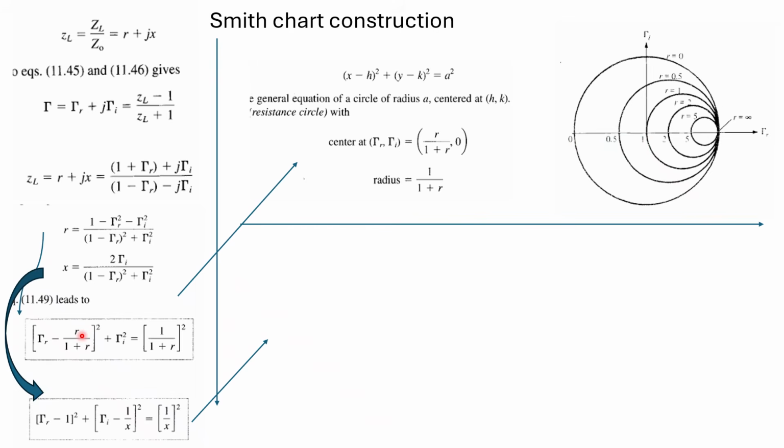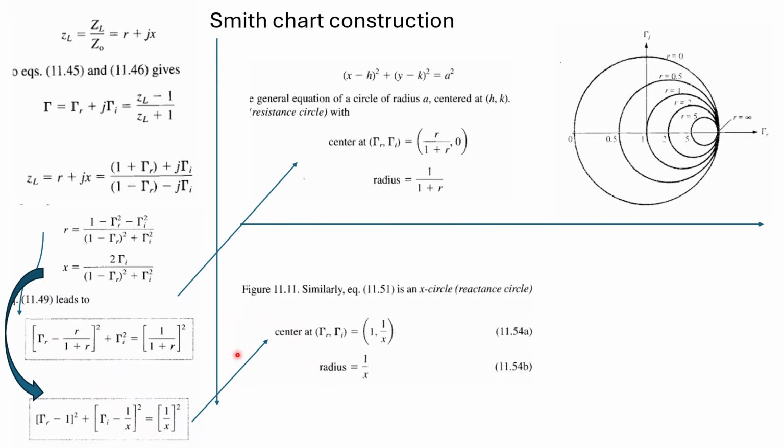Similarly, put r equal to, suppose, 1. Then tau r minus 1 divided by 1 plus 1, that is tau r minus 1 by 2, whole square, plus tau i minus 0, equal to 1 divided by 1 plus 1, that is 1 by 2, whole square. So in this case the center is at 0.5, and this is for r equal to 1. Similarly, if we replace r with 1, 2, 3, 4, 5, we can construct similar circles with the help of these equations.